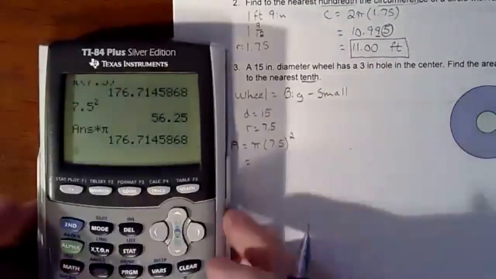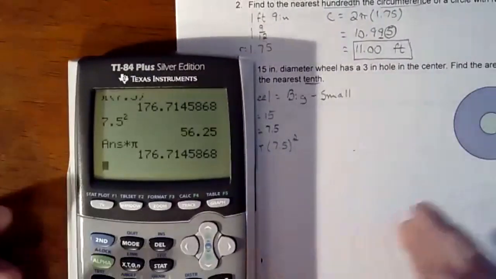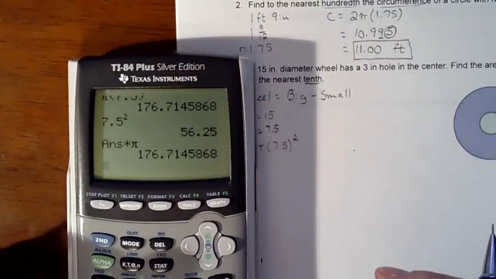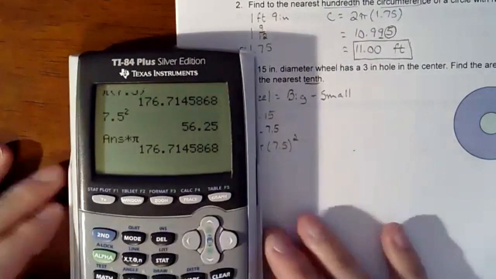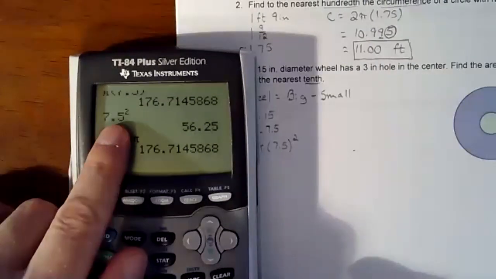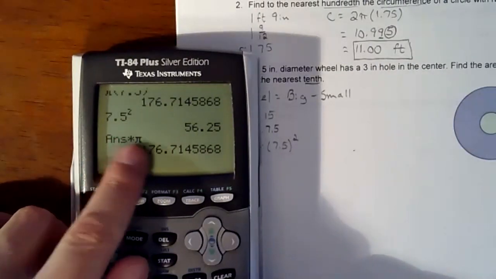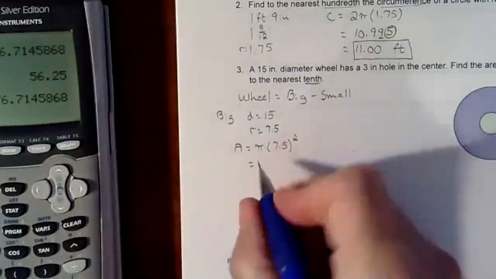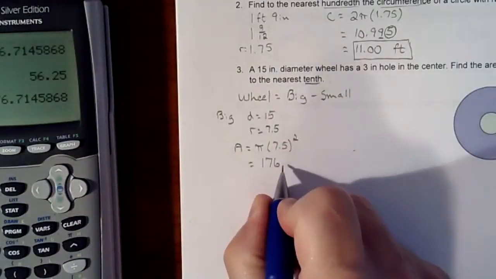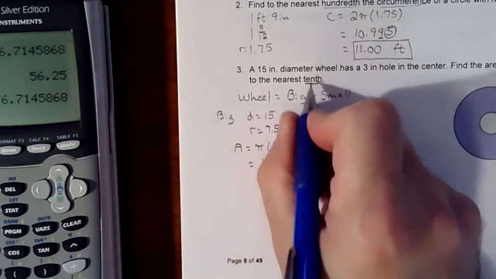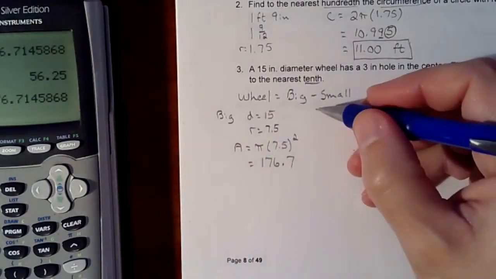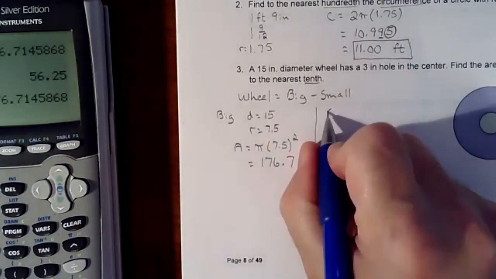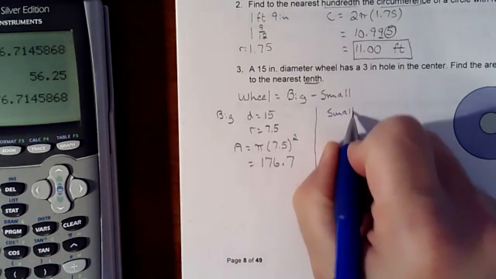Okay, so multiply it out, but basically if you have a more basic calculator, such as your phone, you're going to want to square the 7.5, the radius, first, and then take that answer multiplied by pi. Get the same answer no matter what. All right, so 176.7, because we're rounding to the nearest tenths on this stuff. So there's your big. Small is going to be the green.